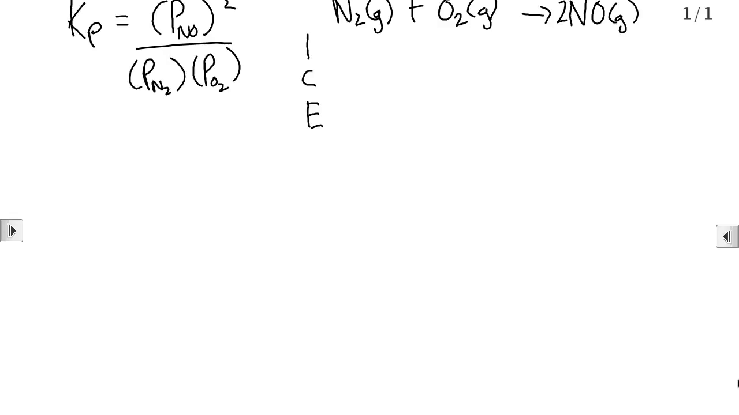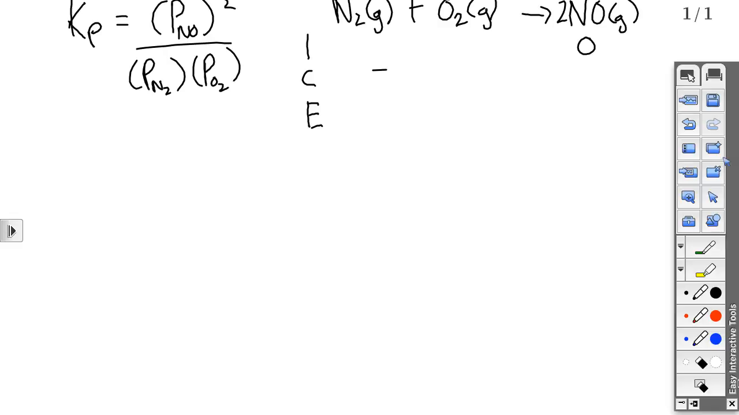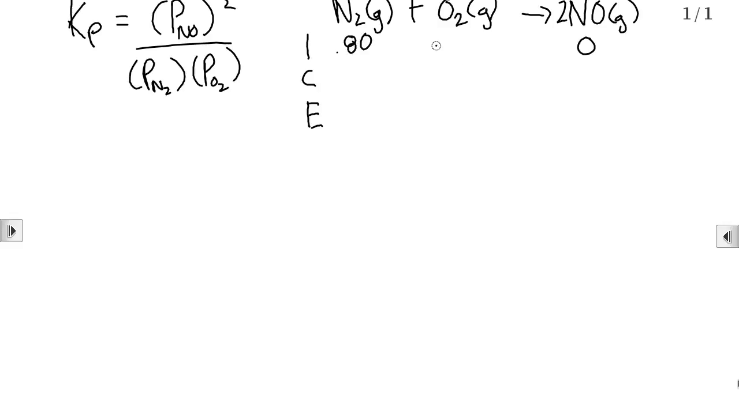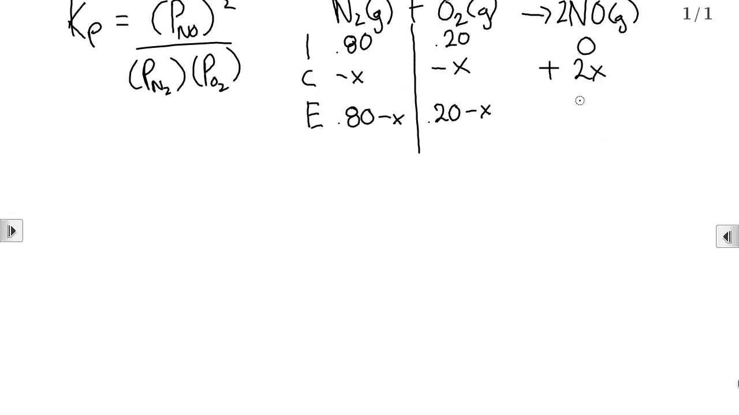At the beginning of this, how much NO did I have? None. 0, okay? And then I'm going to have my initial for the nitrogen is 0.80 atm, and then my oxygen was 0.20. Y'all good so far? This is good stuff. So this is going to go down by x, because my coefficient is 1, down by x, and this is going to go up by 2x. And so here I have 0.80 minus x. Then I'm going to draw the line so it doesn't get all blurry. 0.20 minus x, and this guy's 2x.